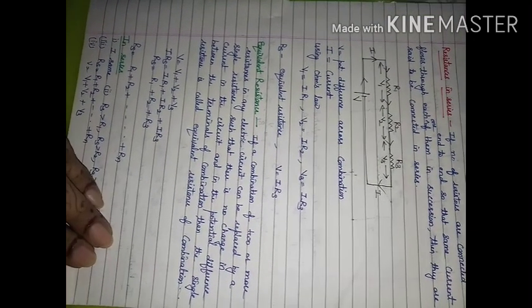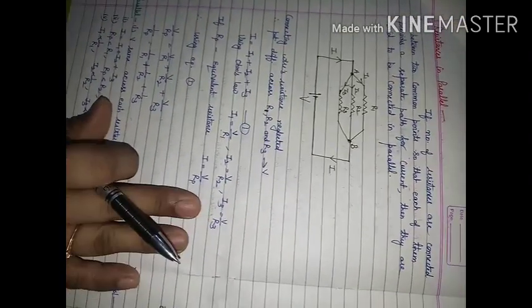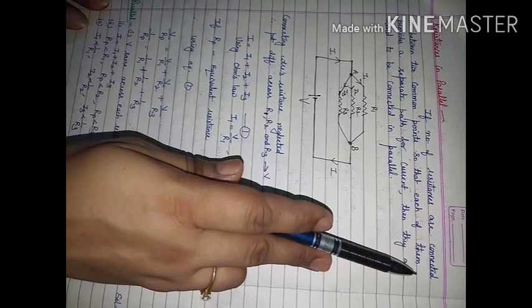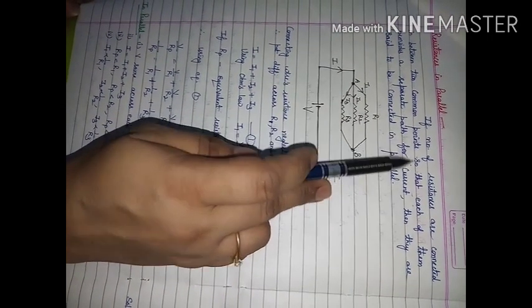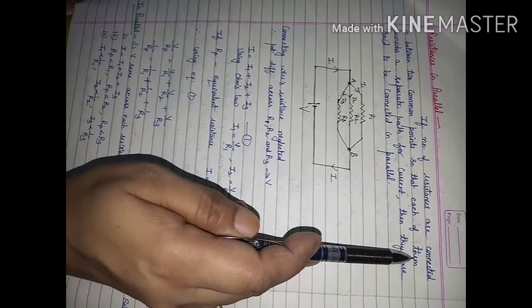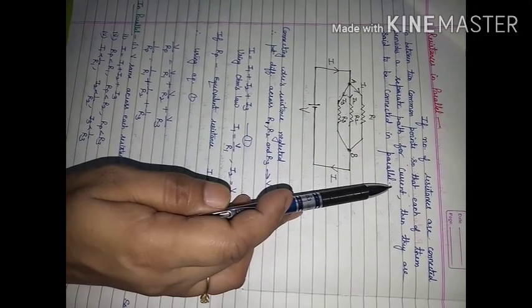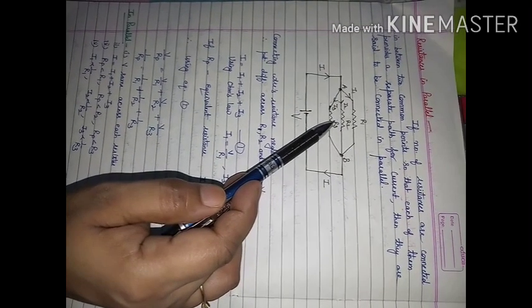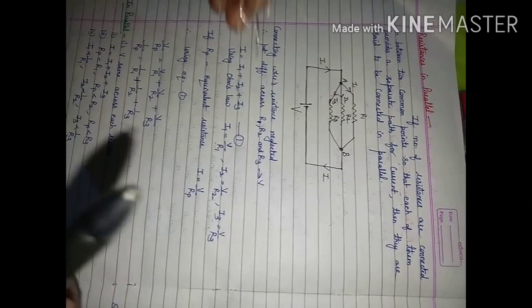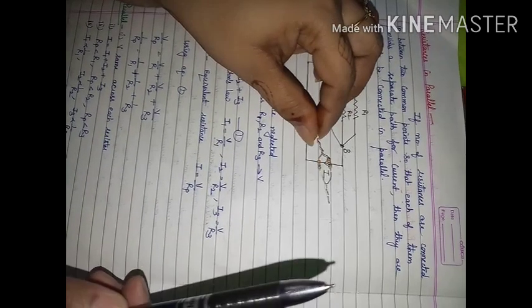And when will you say that resistors are connected in parallel? Next combination. If a number of resistances are connected in between two common points, such that each of them will provide a separate path for current to flow, then these resistors are said to be connected in parallel. Now in this case, these two resistors I have taken.